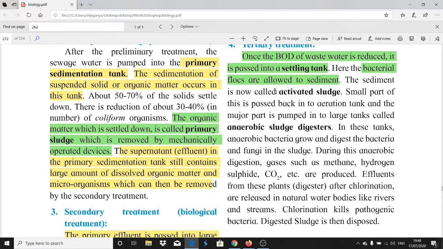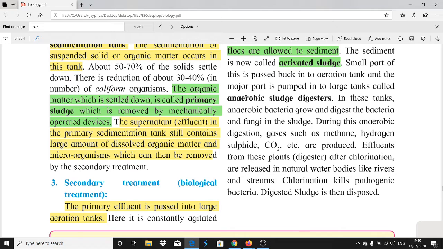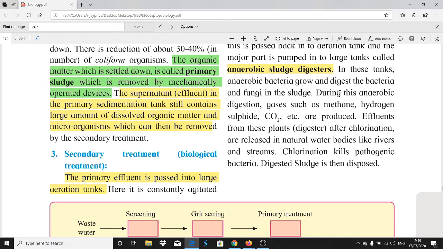The sediment is now called activated sludge. Now this activated sludge is nothing but the settled flocks. A small part of this is passed back into the aeration tank, and the major part is pumped into large tanks called anaerobic sludge digesters. After this aeration, the next part is that this sludge is pumped into the anaerobic sludge digesters. In these tanks, the anaerobic bacteria grow and digest the bacteria and fungi in the sludge.